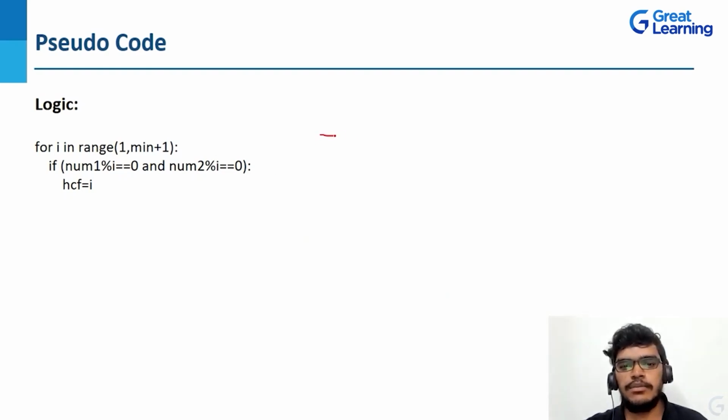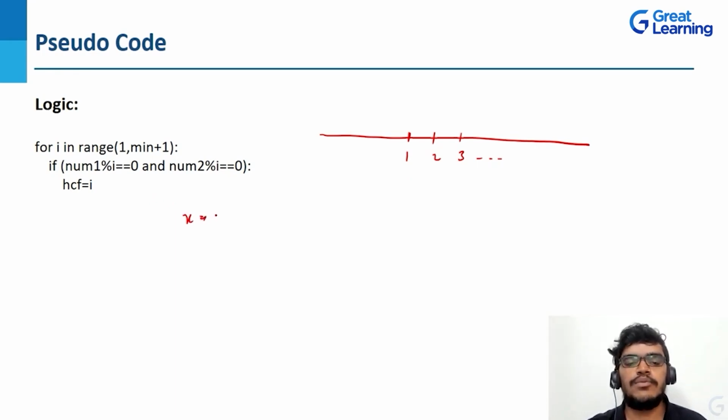Let me draw a number line. Let's suppose this is my number line. This is 1, 2, 3, and so on. I will take two numbers here, x and y. Let's suppose x is equal to 12 and y is equal to 28. So x will be 12 and y will be 28.